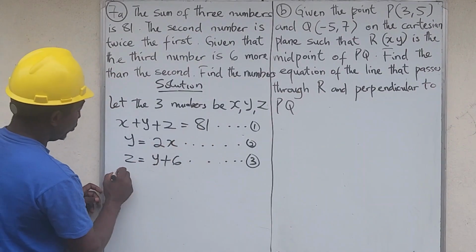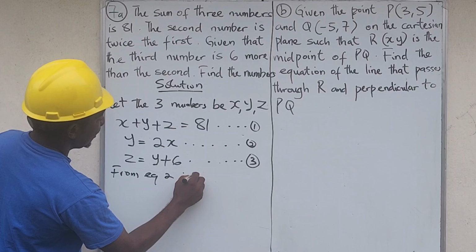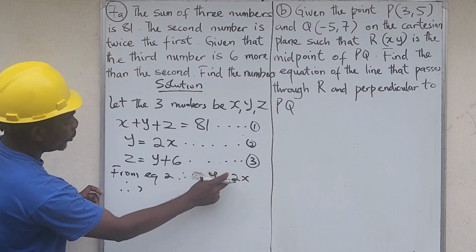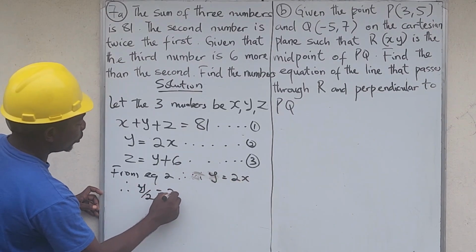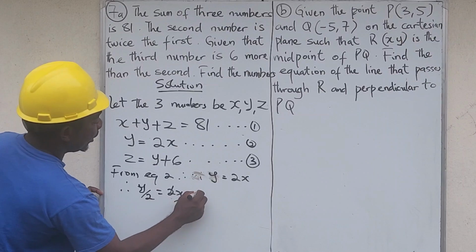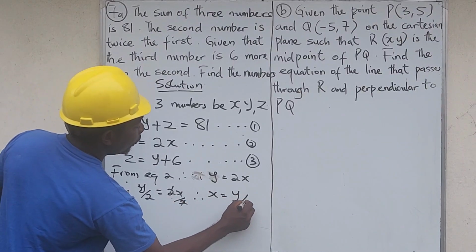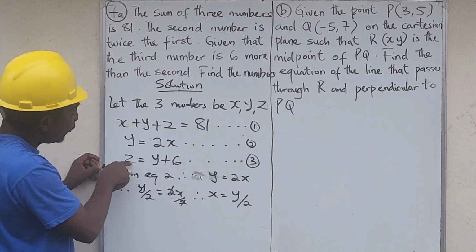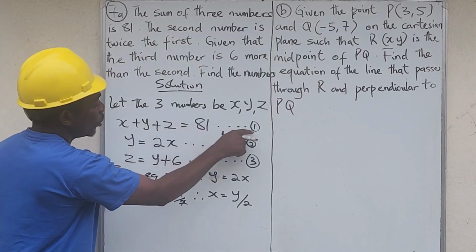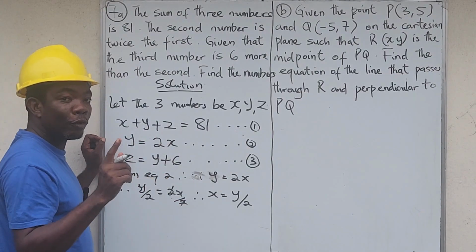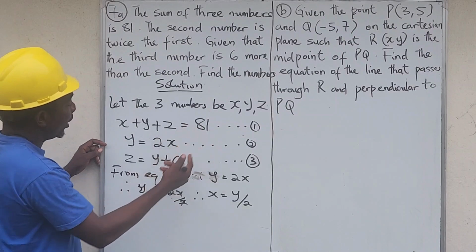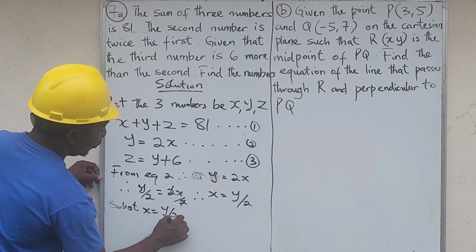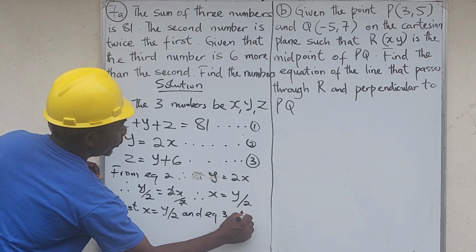From equation 2, we have y equals 2x. If we divide all through by 2, we have y over 2 equals 2x over 2. The 2s cancel, and therefore x equals y over 2. And from equation 3, we have z equals y plus 6. So let's substitute the values of z and x into equation 1, so that we will have one variable and be able to find its solution.